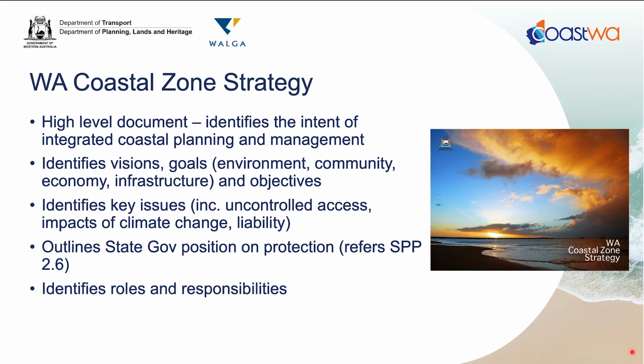So the WA Coastal Zone Strategy is a high-level document. It sits at the state level. It identifies the intent of integrated coastal planning and management. It focuses on ensuring sound planning, management, and use of the coast for the benefit of current and future communities. It identifies the visions and goals, environment, community, economic and infrastructure, and objectives of coastal planning. It identifies key issues, including things like uncontrolled access, impacts of climate change, and liability. And it also outlines the state government position on protection, referring to State Planning Policy 2.6.